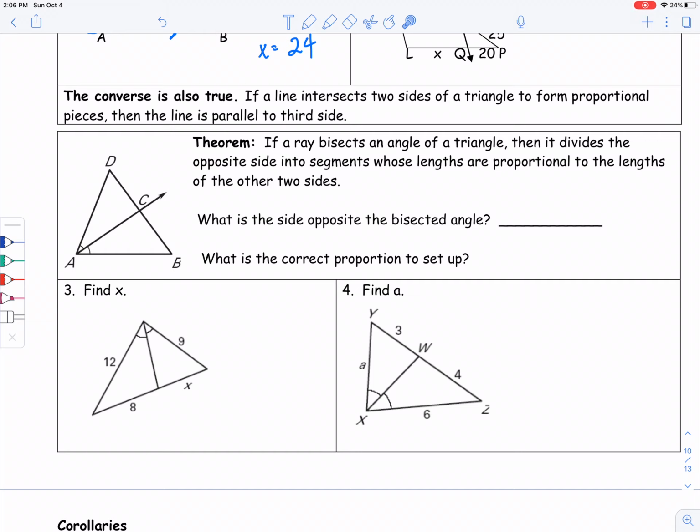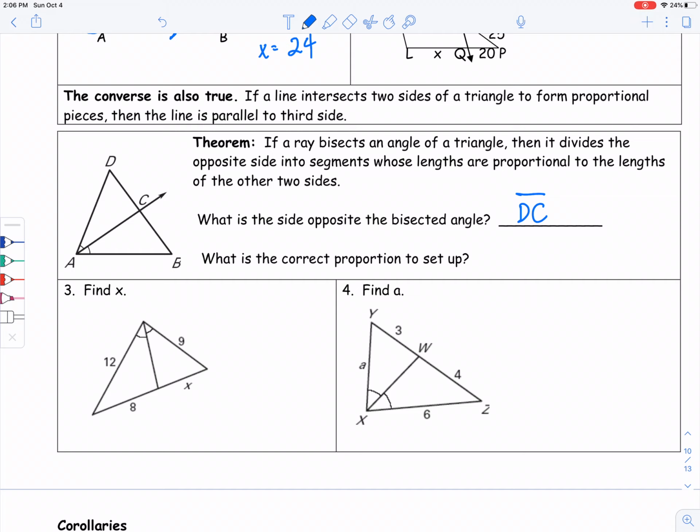So let's first identify what is the opposite side to the bisected angle. Here is my bisected angle, and across from it is the side that's being bisected. So this is BC, DC. Okay. So DC is the one that's getting split, might not be exactly in half, but it's getting split. And luckily here, these sides that are being created are proportional to the other sides.